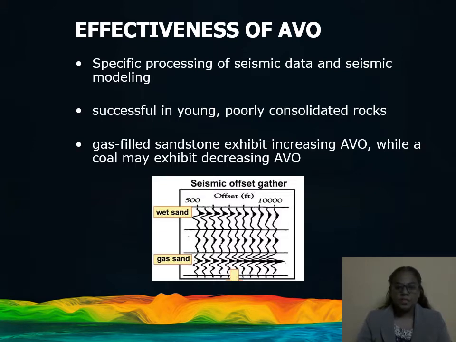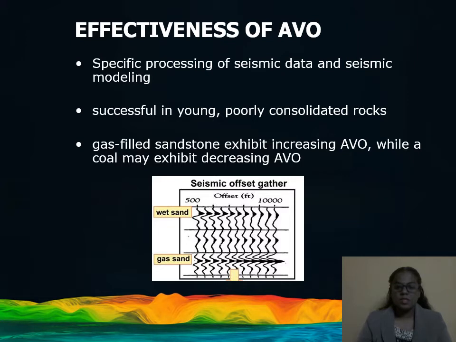A gas-filled sandstone may exhibit increasing amplitude with offset, while a coal may exhibit decreasing amplitude with offset. A disadvantage of AVO analysis using P wave energy alone is its inability to produce a unique solution. So, the results of AVO are vulnerable to misinterpretation. The inability to differentiate a gas-filled reservoir from a reservoir with only partial gas saturation is one common misinterpretation.